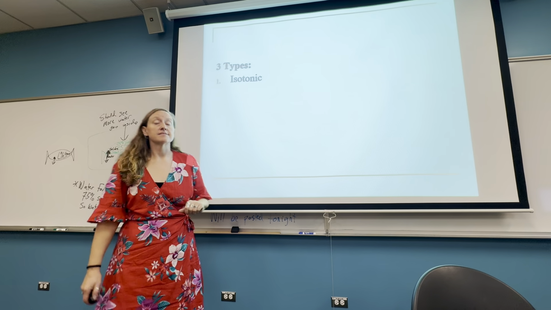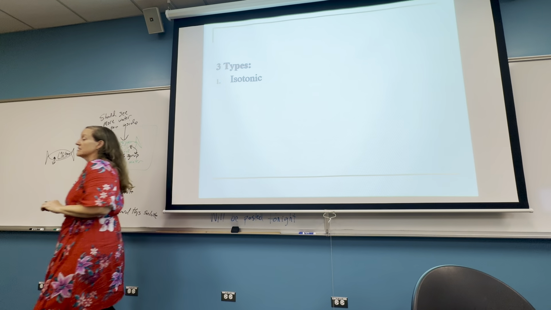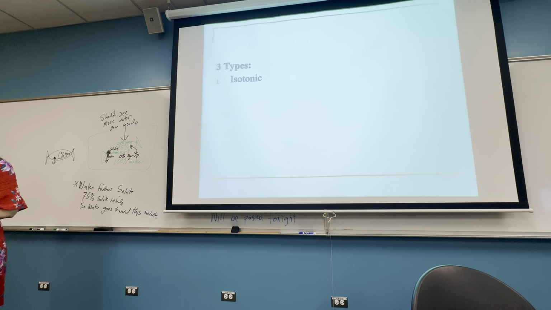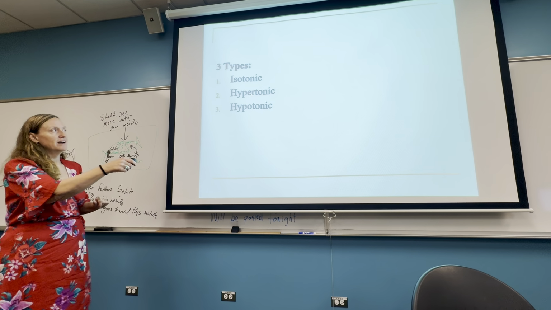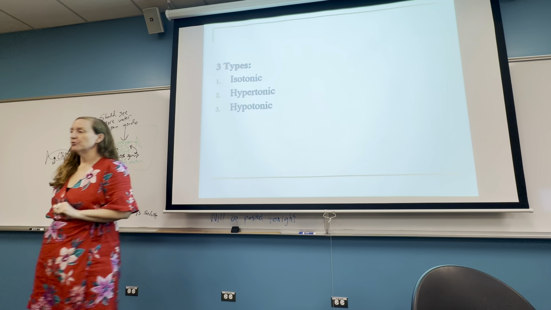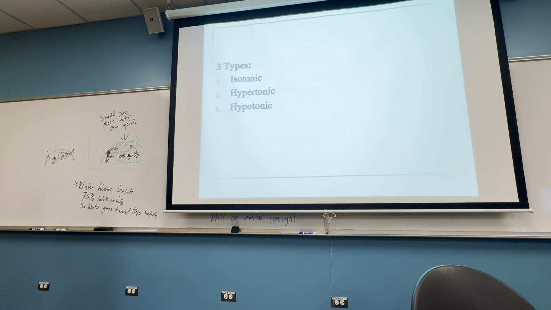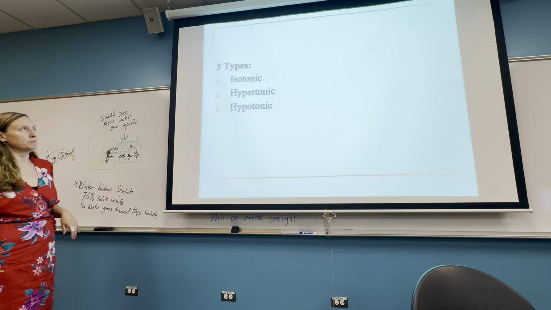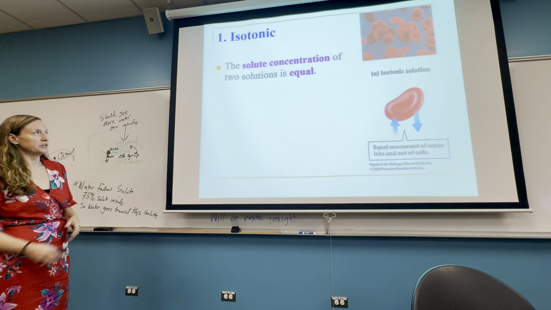You're going to look at this in three different solutions we're going to put around the same kind of blood cells. We're going to put isotonic, hypertonic, and hypotonic solutions around our blood cells. And then you're going to see what the effect is on the blood cell. What's going to happen to it? All right, so let's talk a little bit about each of these situations.